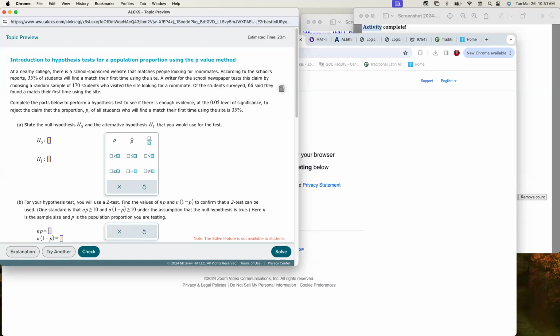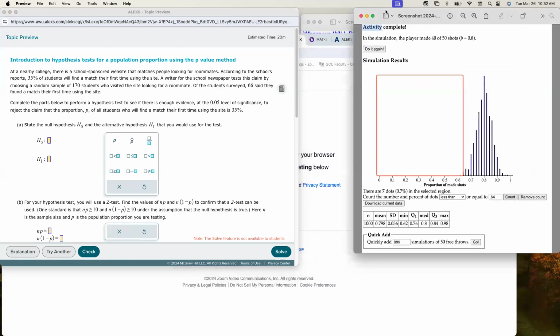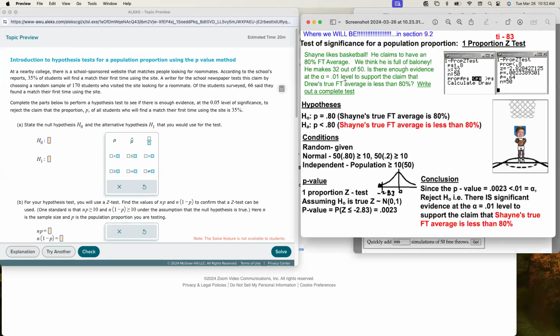I did go ahead and teach a lot of the background to this again, just to review that real quick. We started off with a simulation of somebody shooting basketball. This is Shane. I usually change the names every year with different students in class. He made 32 out of 50, which is 64% of the shots.